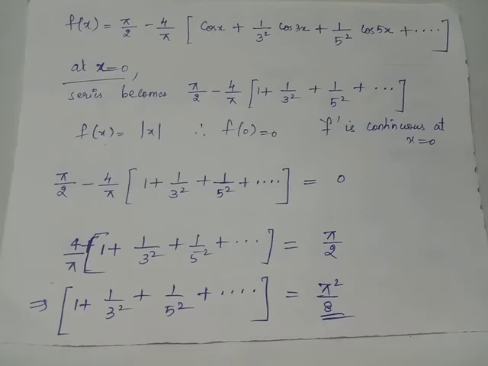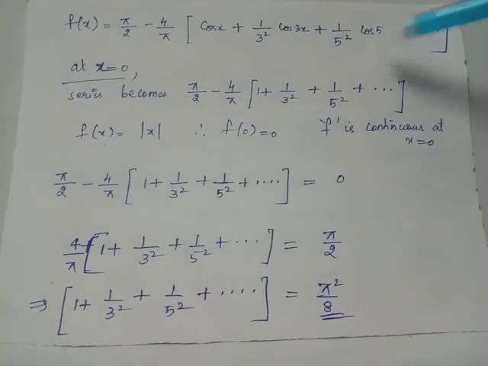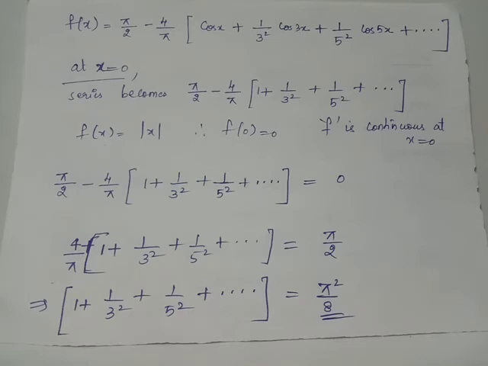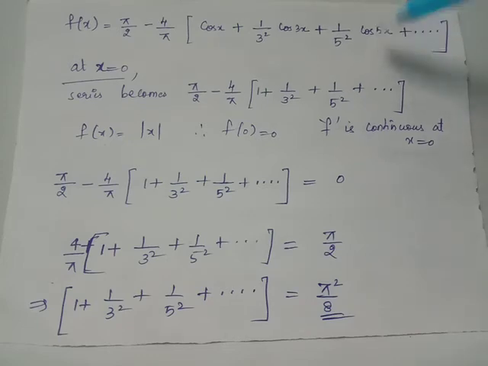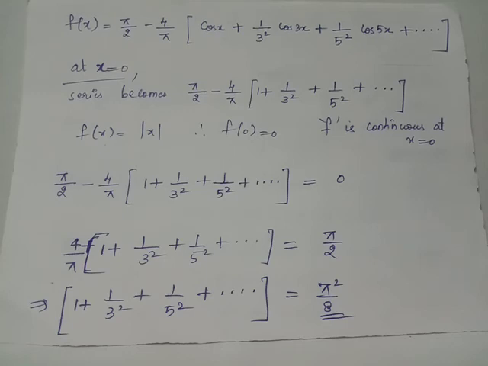Since we wish to deduce the result 1 + 1/3² + 1/5² + etc. = π²/8 using this Fourier series representation, let us give x = 0 on both sides. When you give x = 0 in the LHS, we have f(0) = |0|, which equals 0. When you give x = 0 in the RHS, it becomes π/2 - 4/π multiplied by [1 + 1/3² + 1/5² + etc.]. x = 0 is the most appropriate choice because it makes all the cosine terms 1. And the LHS of the desired result which we wish to prove is clearly visible here.